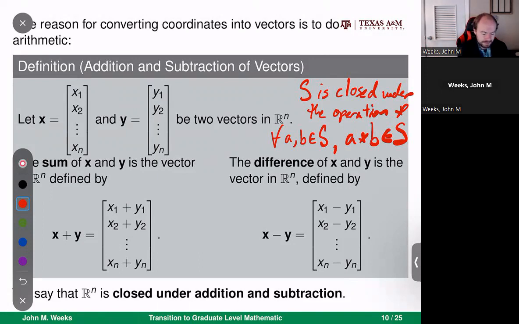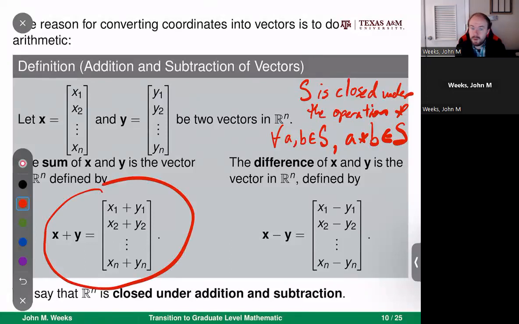So for example, if I take 2 vectors and I add them together, as long as x1 and y1, x2 and y2, and so on, are all real numbers, you can add them together. You can always add together real numbers, and hence you can always add together 2 vectors because each component is also a real number.